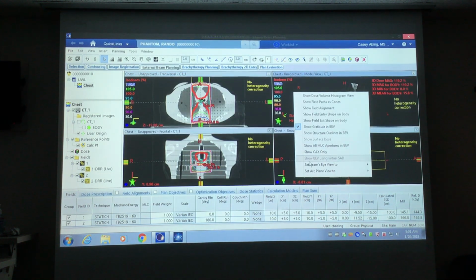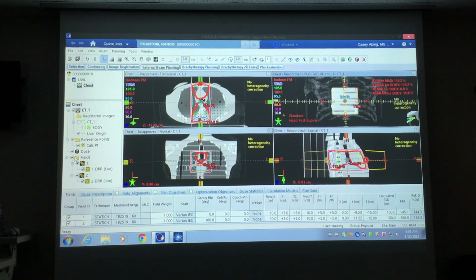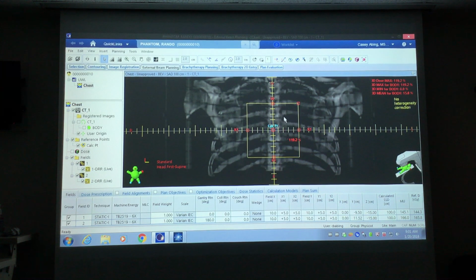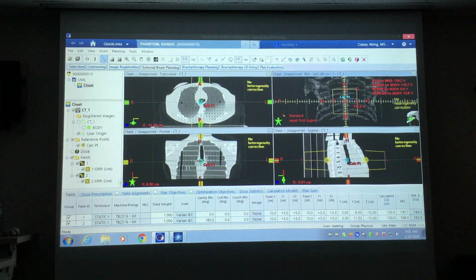If I were to look at the DRR from this field, I have a 10 by 10 field size, my vertebral bodies and ribs. DRR is digitally reconstructed radiograph, so the bony images in this beam's eye view are reconstructed from the CT data. The PA is going to be the exact same field, just opposed.